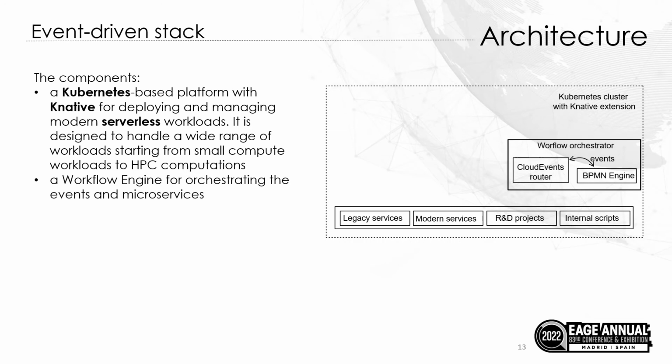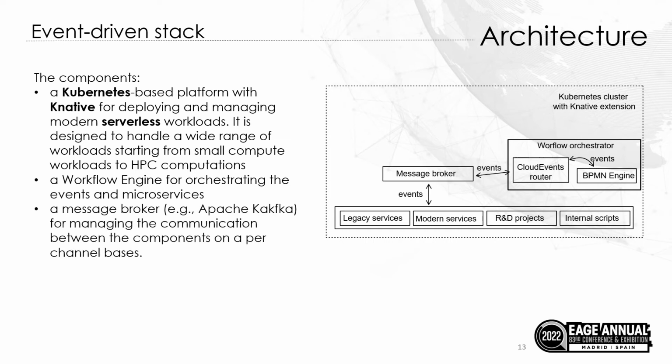The second component is a BPMN compatible workflow engine for orchestrating the events and thus the services. It contains a cloud events router component that translates the cloud events to the BPMN engine API calls. The first component is a message broker, like Apache Kafka, for managing the communication between the components on a per-channel basis.